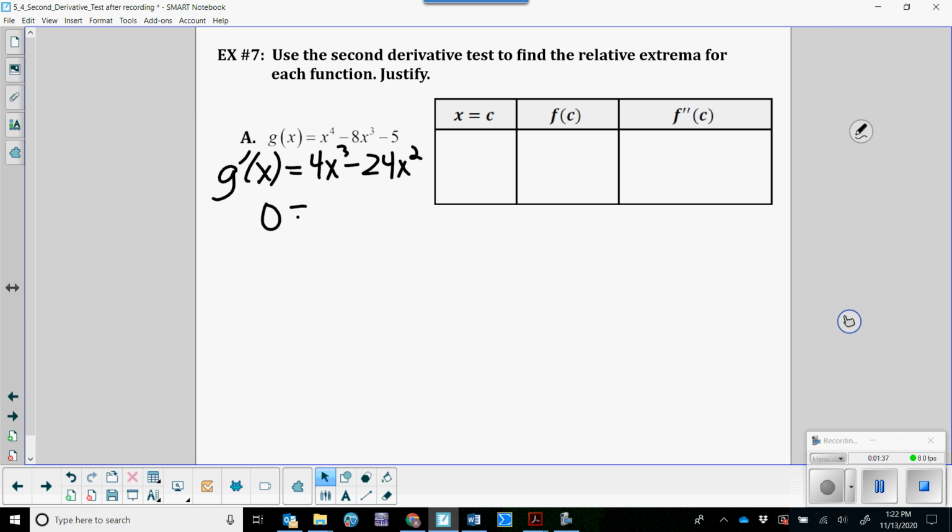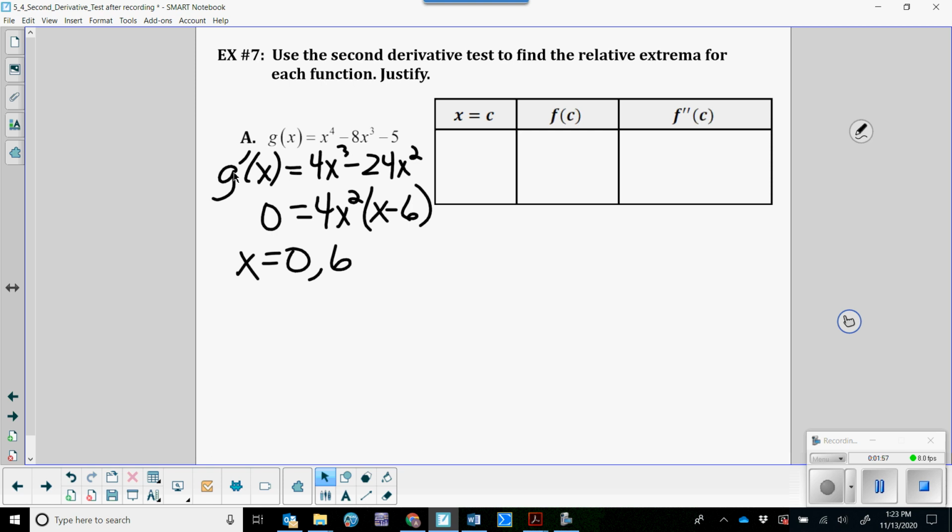So I'm going to set this equal to 0. As I do it, I'm going to factor out. So what do I have in common here? 4x squared. So I'm going to be left with x minus 6. So my zeros are 0 and 6. Those are my critical numbers.